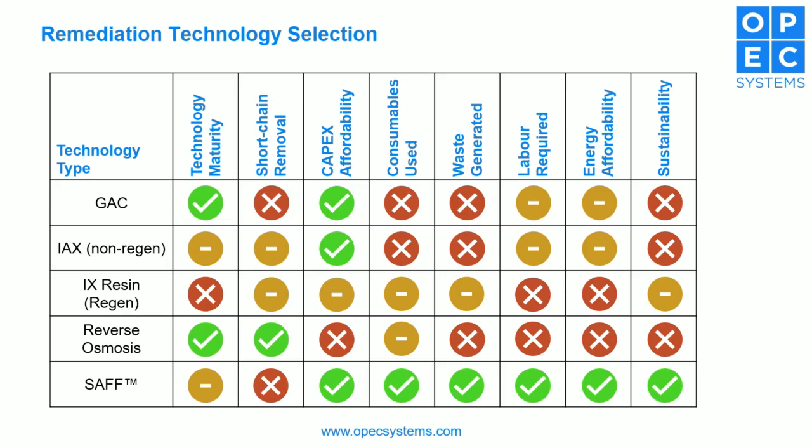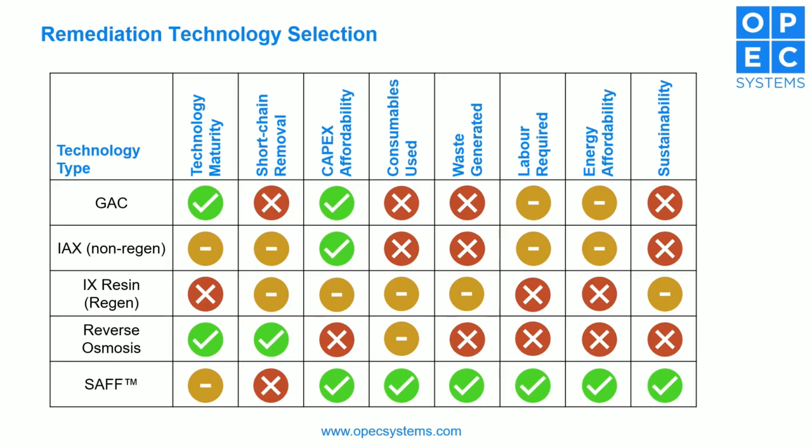So we've looked at the primary technologies that are available for PFAS treatment. GAC is a tried and tested favourite. You've got ion exchange resins, both the non-regen and, more recently, some really great steps forward in regenerable technologies. You've got RO, which has been around for many decades and does an excellent job at removing PFAS. You just have to work out what to do with the brine. And SAFF, which at 5 years old is a bit of a new kid on the block.